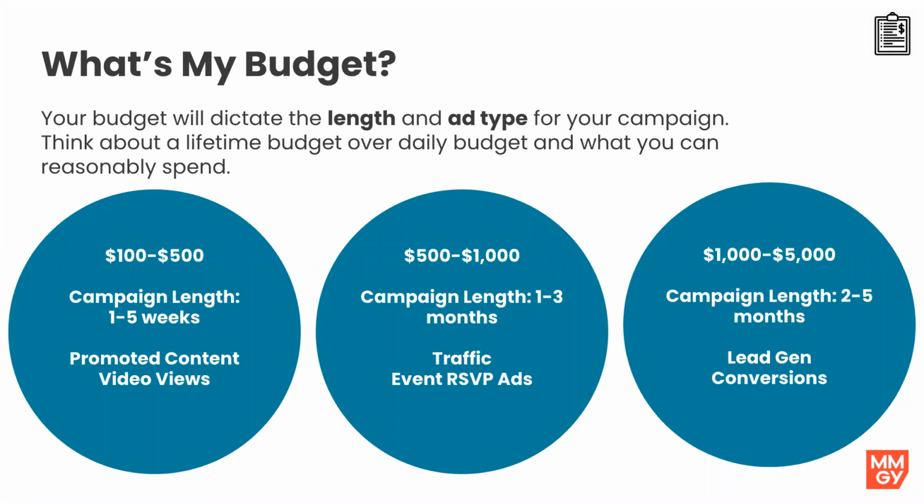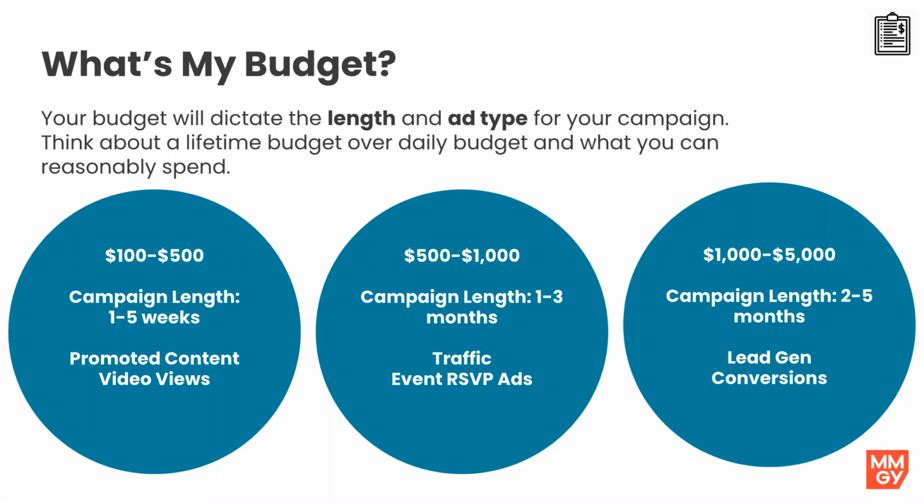So breaking it out into these tiers, we have 100 to 500. For that, we'd recommend a campaign length between 1 to 5 weeks. So if you're at that $100 spend, we'd really look at a campaign that's probably a week in length. And then sticking to that promoted content or that video views type content, again, within the awareness metrics that you've set forth, and making sure that your goals align with your budget, with the campaign length, and with the ad type that you can run.